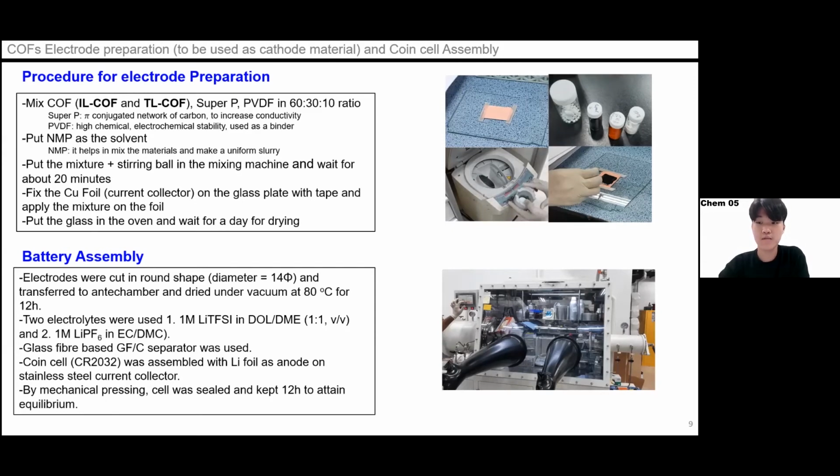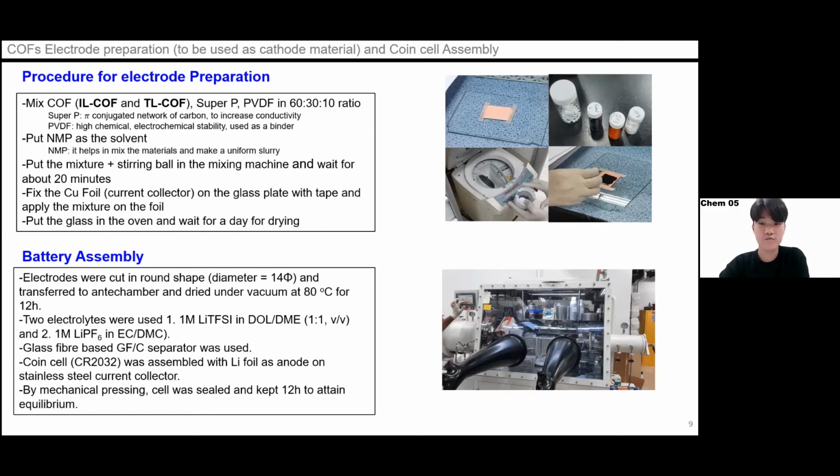Then we add NMP as a solvent, which can mix the material and make a uniform slurry. We put a zirconium ball or stirring ball into the mixture and run it through a mixing machine for 20 minutes. Then we apply the mixture on the copper foil, which we fix on the glass plate with tape. After that, we put the glass in the oven and wait for a day for drying.